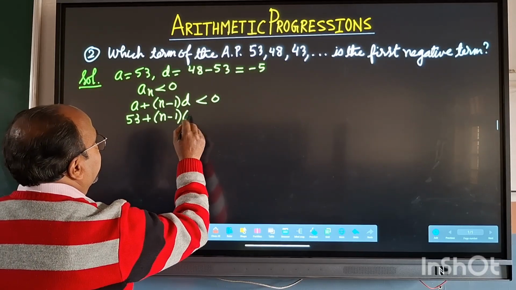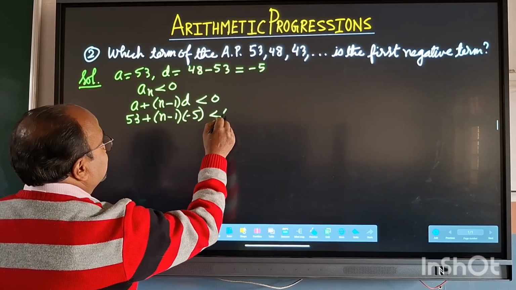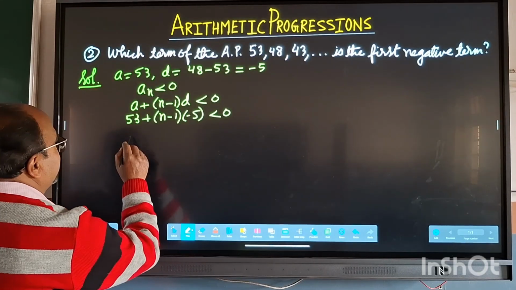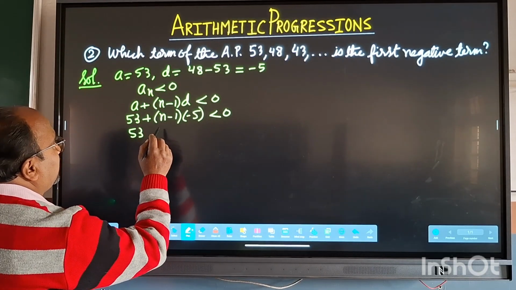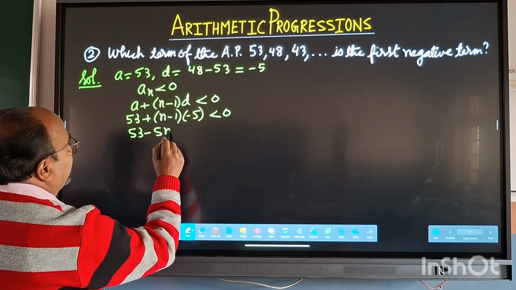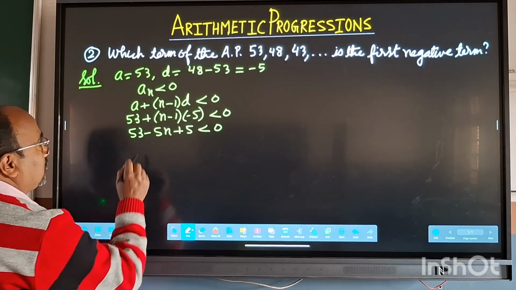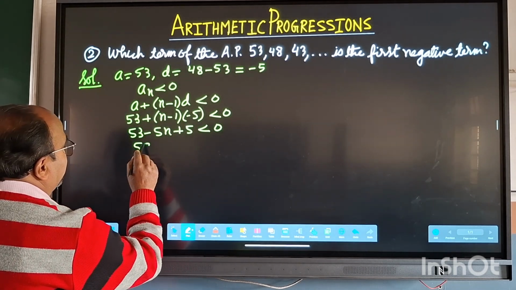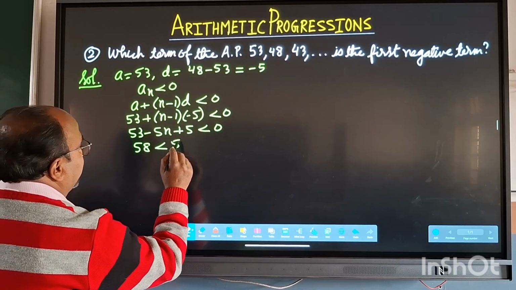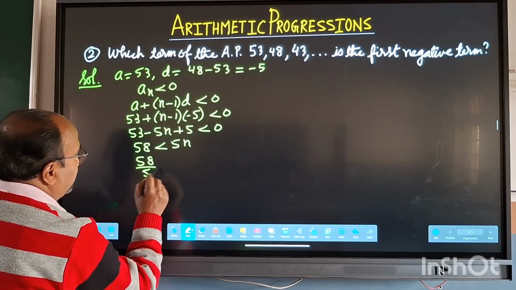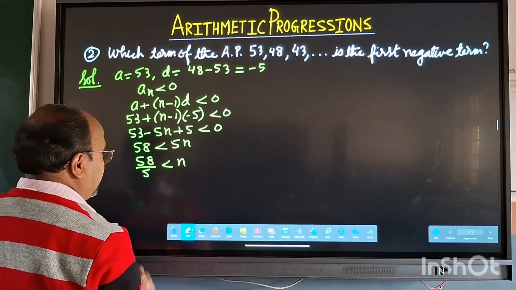We have got it as minus 5 less than 0. So let us simplify this in equation. 53, I will get a minus 5n plus 5 less than 0. So 53 plus 5 will be 58 less than 5n. So 58 by 5 will be less than n.